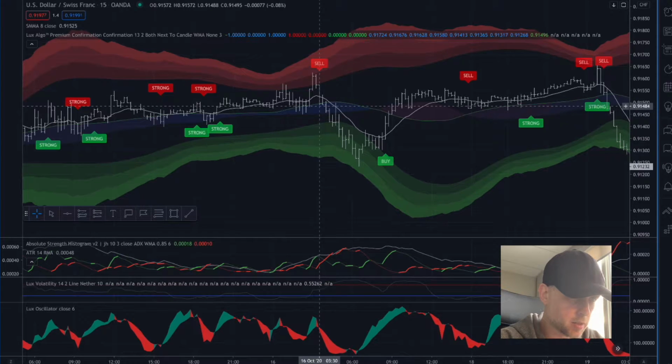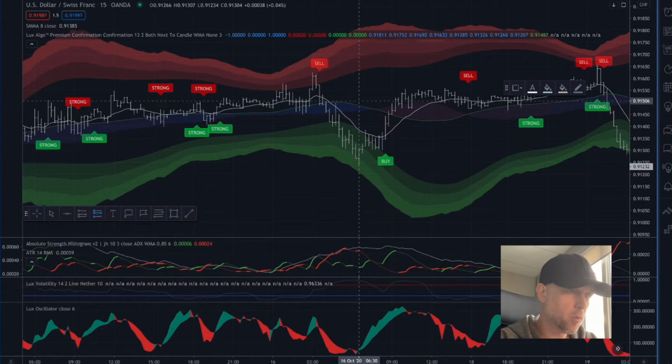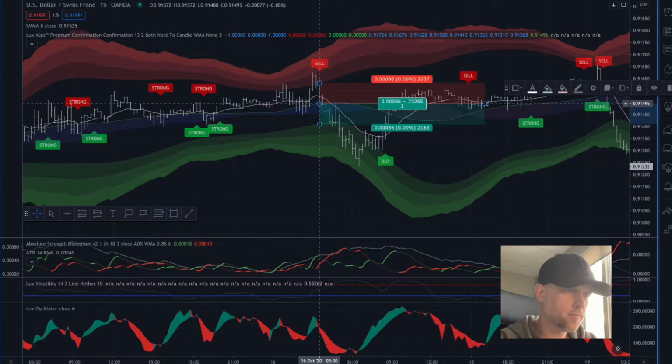And the reason why is because I've got the strength. You can see my strength indicators showing there's enough strength to support it, and the volatility is also high enough. And my oscillator just flipped, so that works too. Everything's just lining up beautifully. So we're going to go ahead and open a short position.